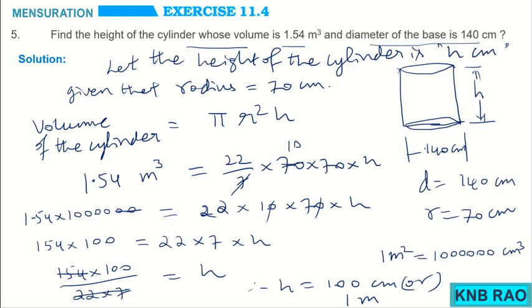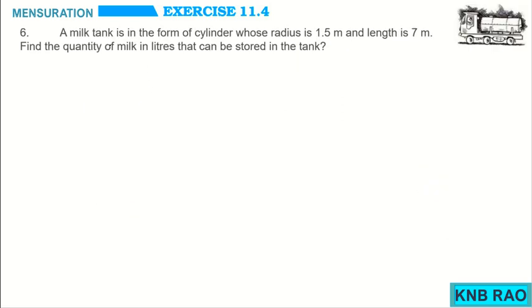Now moving on to question number 6. In question number 6, a milk tank is in the form of a cylinder whose base radius is 1.5 meter and length 7 meter. You know children, length is one way, height only. When it is kept flat horizontally, we call it the length of the cylinder. When it is kept vertically, it becomes height. So height is 7, base radius r is 1.5 meter.